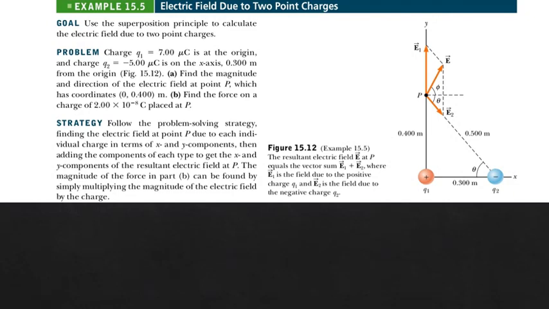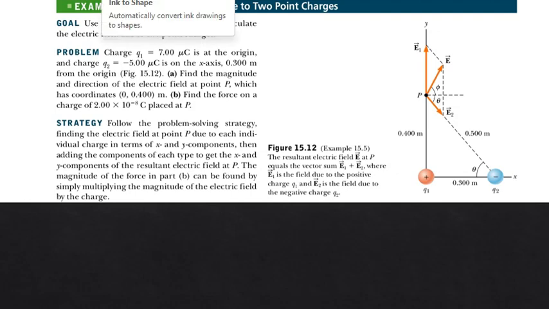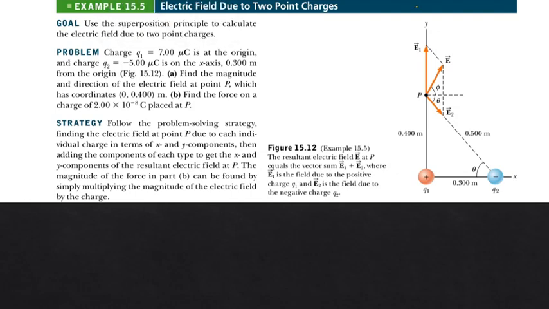Alright, so we get to have this question here, and I'll try to simplify this question so that you get to understand. They're saying that charge Q1 is equal to 7.00 microcoulomb, and it is at the origin. And charge 2 is equal to -5 microcoulomb and is on the x-axis, that is 0.3 meters from the origin. Find the magnitude and direction of the electric field at point P, which has coordinates 0.04 meters.